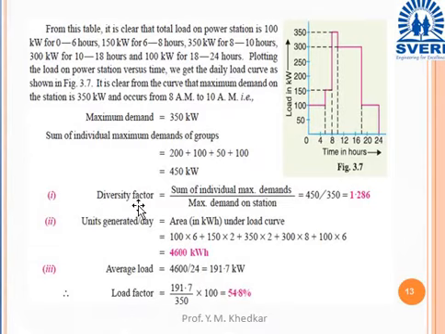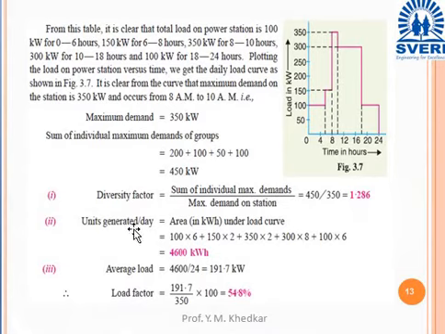Now we want to calculate the diversity factor. Diversity factor can be calculated from the formula: sum of individual maximum load divided by maximum demand on the station. The sum of individual maximum load we have calculated over here, and that is 450 divided by 350, which is 1.286, the diversity factor.